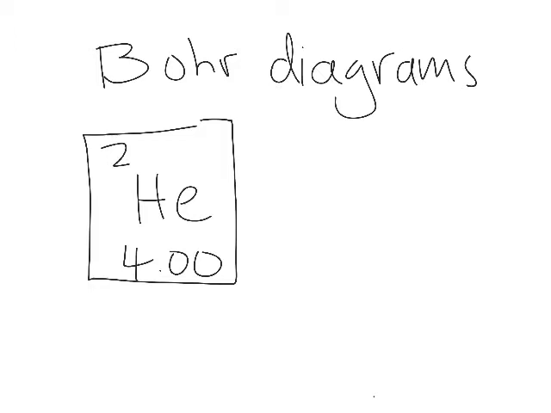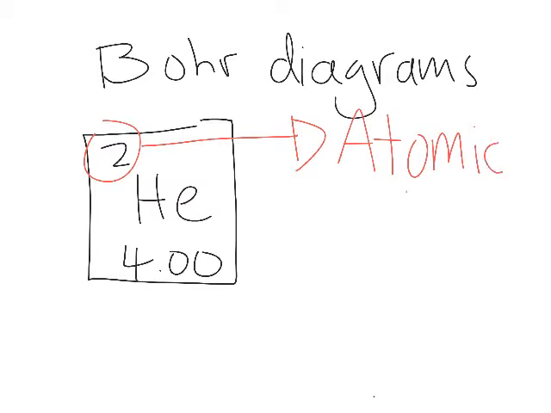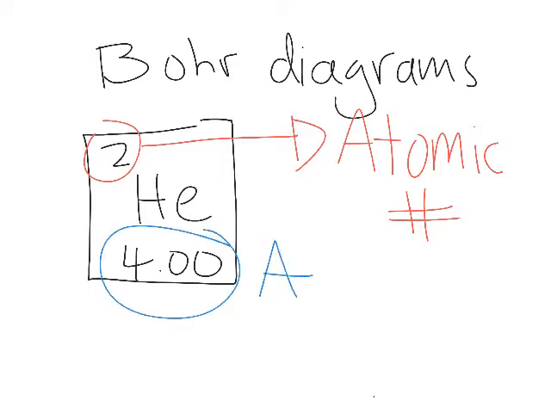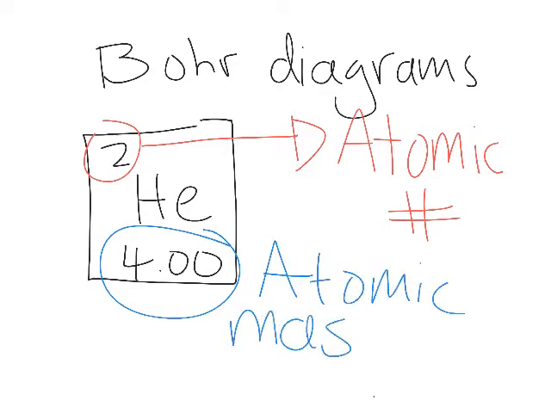two very important numbers. The first number is the atomic number. If you remember from class before the break, the atomic number tells us the number of protons and the number of electrons that an atom has. The second important number that we have is the atomic mass. The atomic mass is the sum of the protons and the neutrons. Both of these numbers are going to be important for us in terms of the creation of Bohr diagrams.